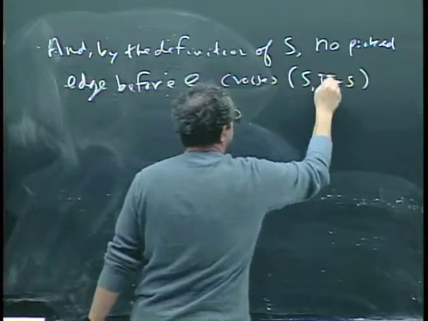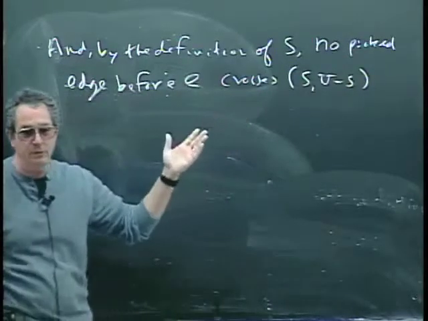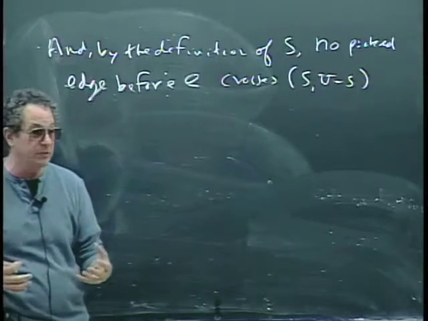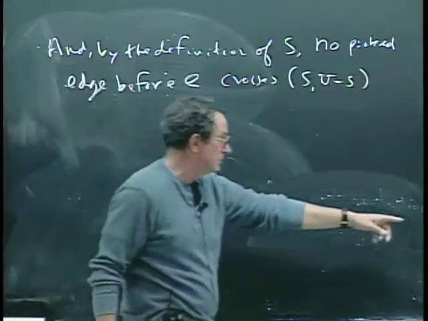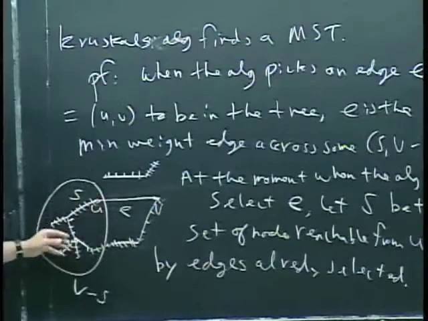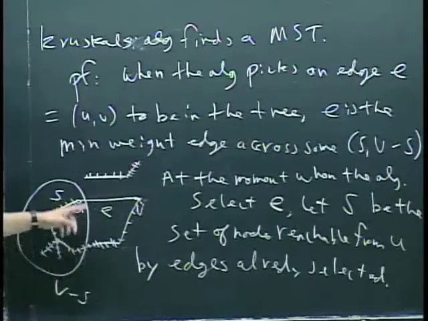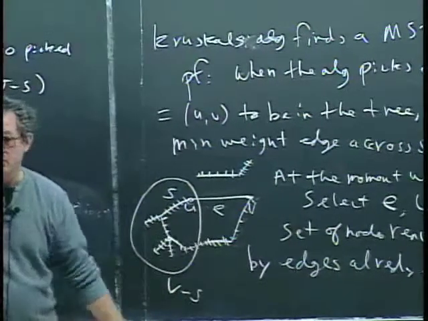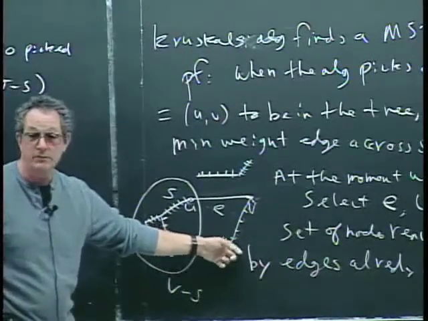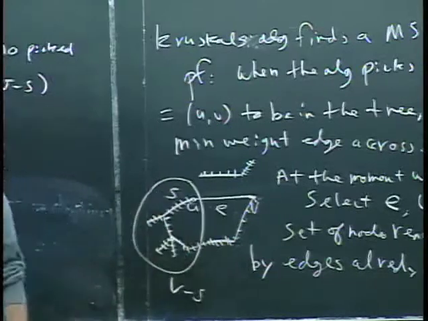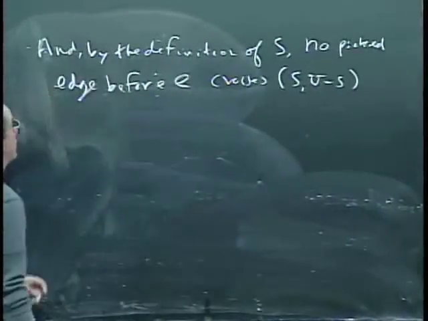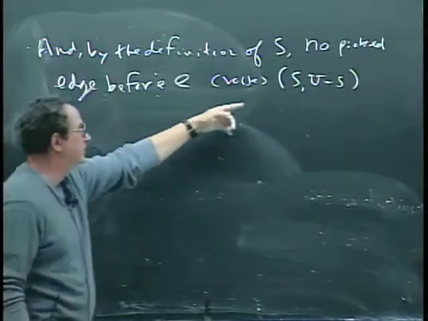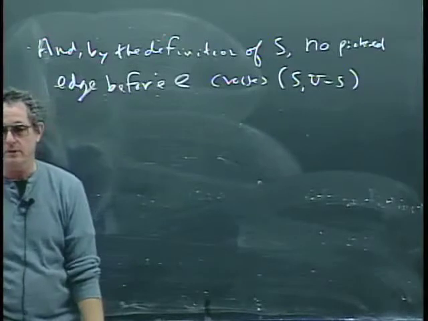Again, that's just the definition of S. If there was such an edge, that would contradict that S contains all of the nodes that are reachable from U. Any additional edge that goes from what I'm claiming to be S to what I'm claiming is in V minus S, well, that other endpoint should have been in S by definition. It's therefore reachable from U. Okay, so there's no edge before you pick E that crosses from S to V minus S. All right?